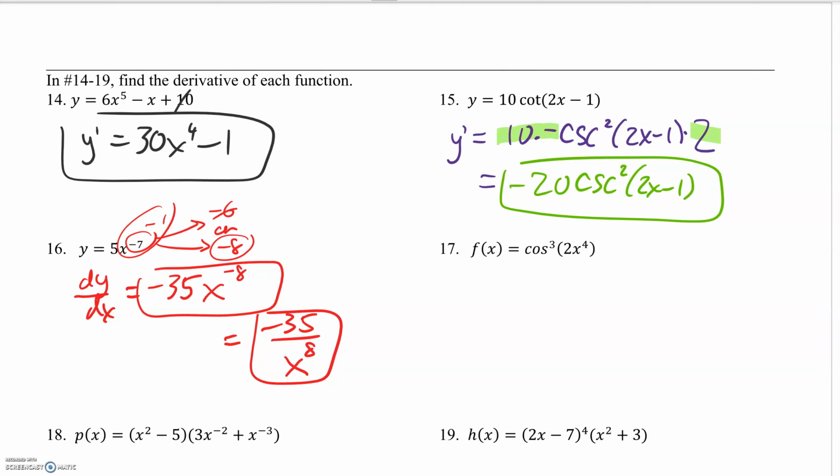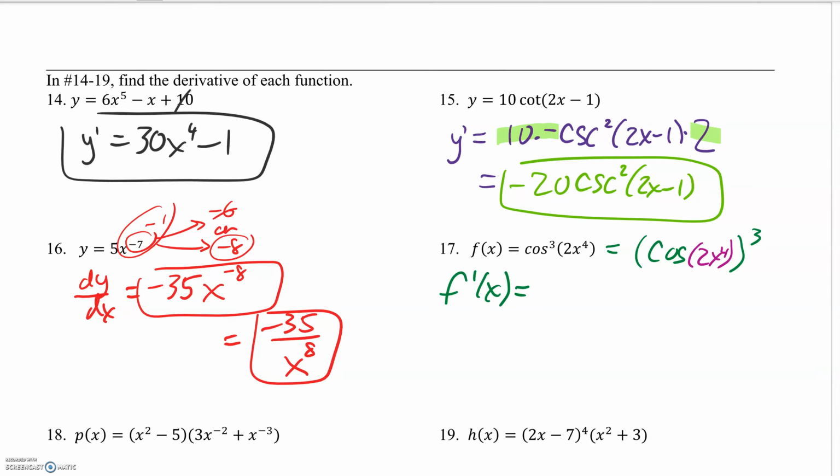All right, next up, we're going to do a rewrite. This is not a cosine times 2x to the 4th. It's a cosine of 2x to the 4th. But more importantly, I want you to see that the cosine function is being cubed. So we got this function inside it. That would be a 2x to the 4th. But cosine is being cubed out there. All right, so let's take the derivative of the outside.